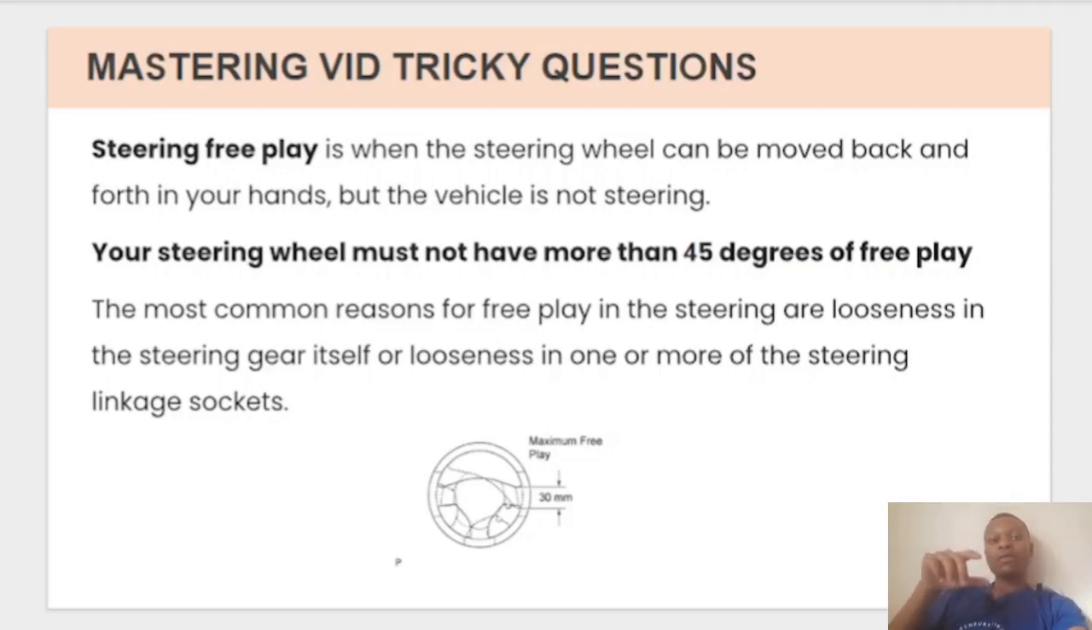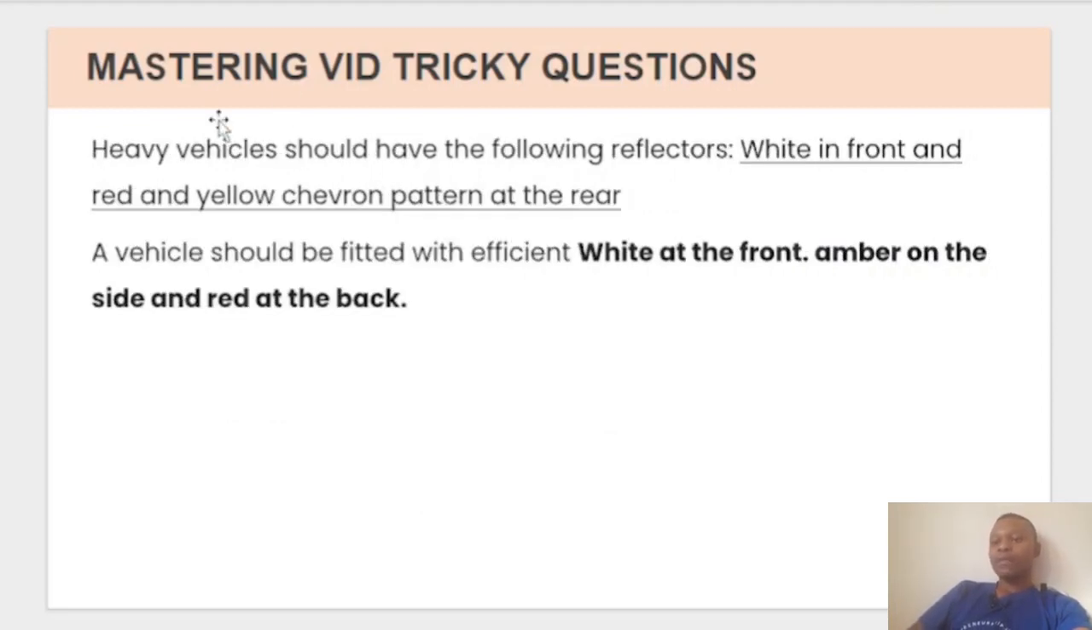Okay, so if you find that your steering wheel has more than 45 degrees of free play, that means that your steering wheel free play is exceeding the recommended amount, which means that for you to cause a small turn in the wheels in front of your vehicle, you need to turn your steering wheel a significant amount, which is not correct, right? The common reasons for free play in the steering wheel are looseness in the steering gear itself or looseness in one or more of the steering linkage sockets. So do make sure that you have a steering wheel free play of 45 degrees or less, because that can potentially cause an accident. Now let's talk about the heavy vehicles, right?